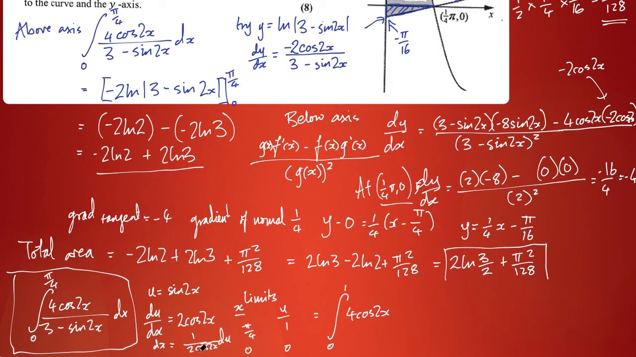Each part of this, I can see that this cos 2x in the denominator is going to cancel with the cos 2x there. So I get 4 cos 2x over 3 minus u, which I'll replace that, times by 1 over 2 cos 2x du. And so here the cos 2x is cancelled, 2 cancels with the 4, leaving 2 on the numerator. So this whole integral is going to be from 0 to 1, 2, everything else is cancelled, over 3 minus u, with respect to u.